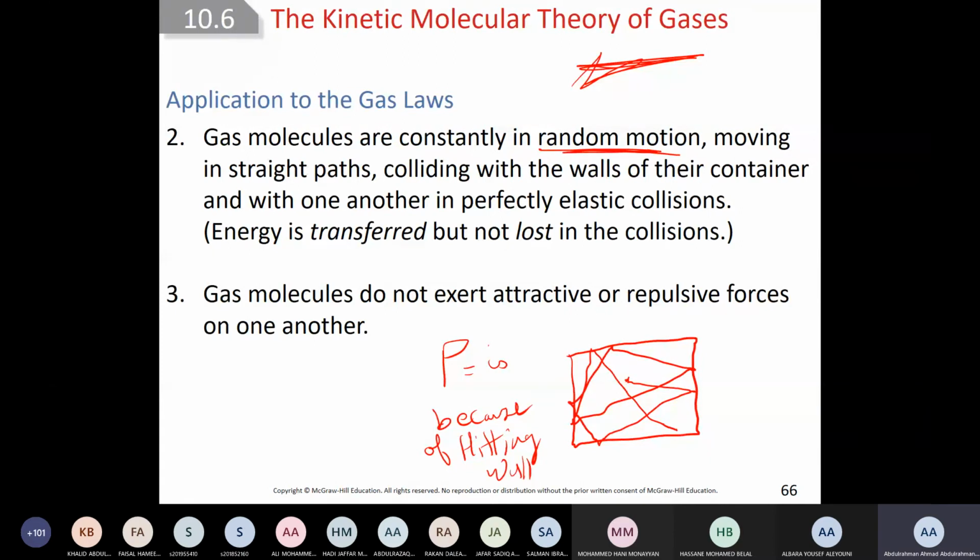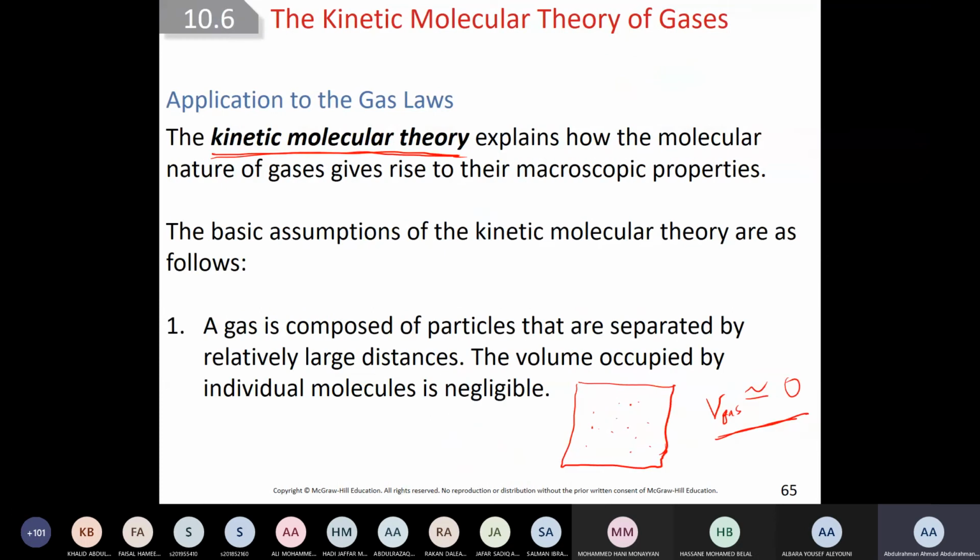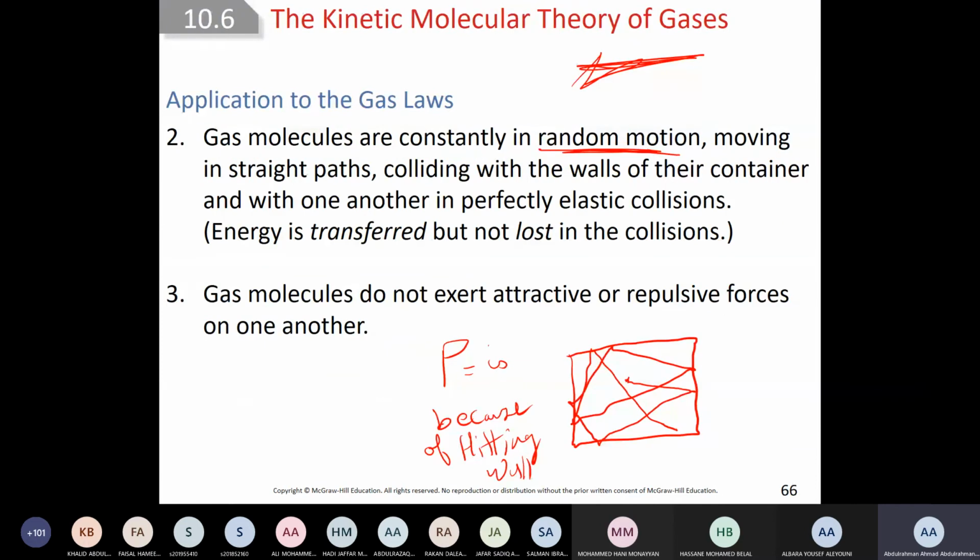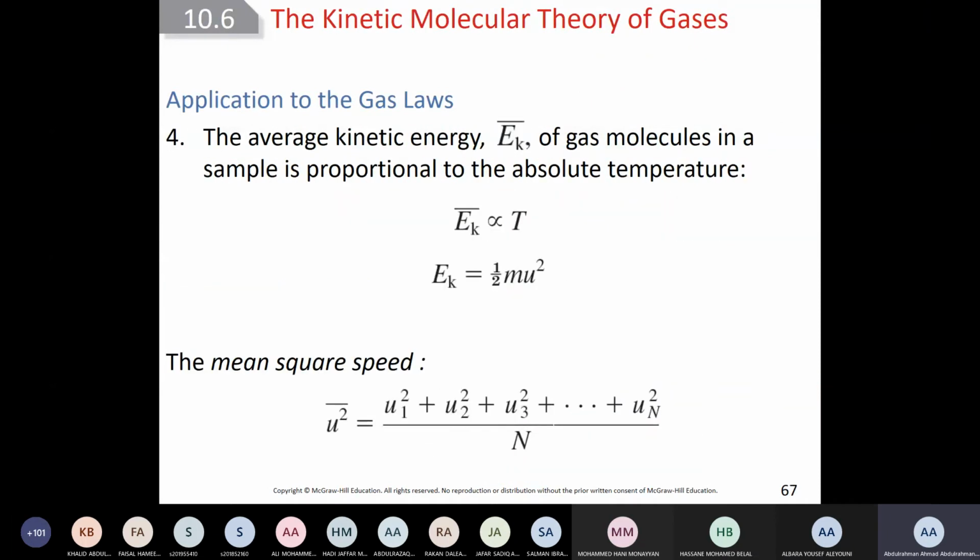All right. Now we consider that when the gases are like this, there is no attraction or repulsion between them. They don't see each other. The gas molecules are very far from each other and they don't see each other. That's also important. There are no attractive or repulsive forces between them. Each one is moving by itself.